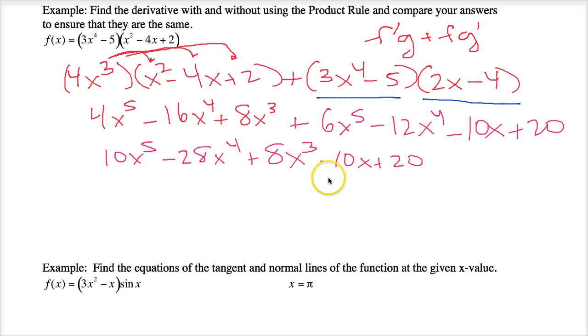I'm going to erase this all and try to do the same thing. Actually, you know what? I'll just do it down here to make sure I have the correct answer using the power rule. So this one is product rule. I'll just write prod. Now let's do this using the power rule. Using the power rule, I'm going to distribute this first.